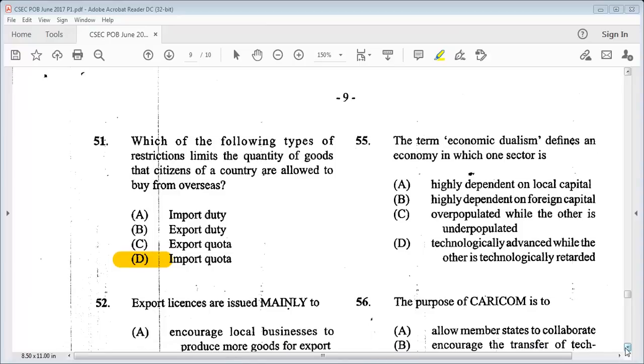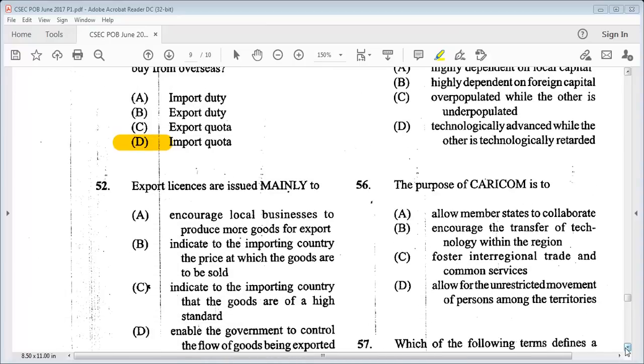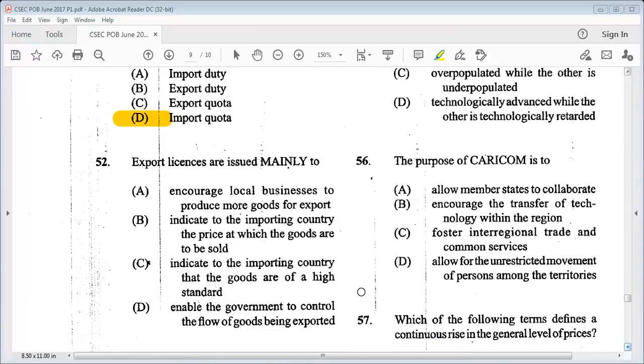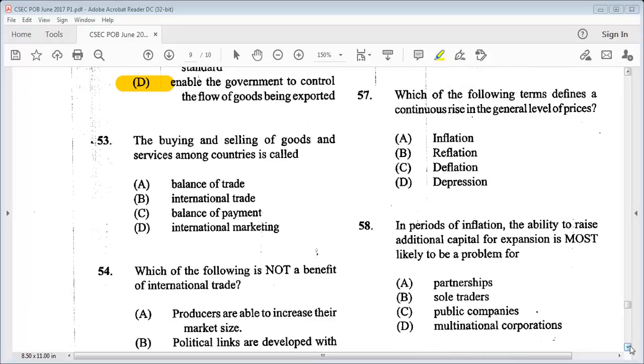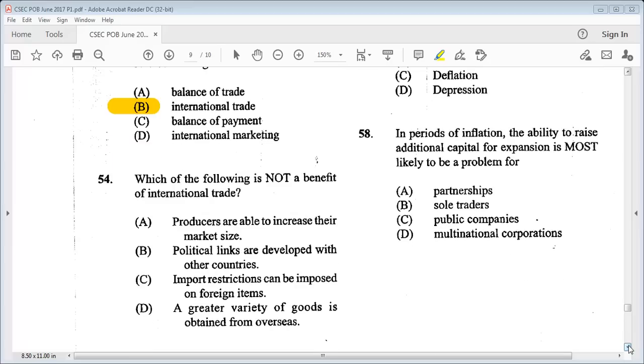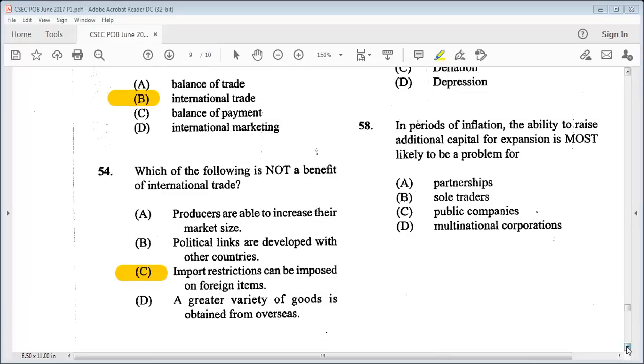52. Export licenses are issued mainly to D, enable the government to control the flow of goods being imported. 53 says, the buying and selling of goods and services among countries is called B, international trade. 54. Which of the following is not a benefit of international trade? C. Import restrictions can be imposed on foreign items. Let's go to 55.